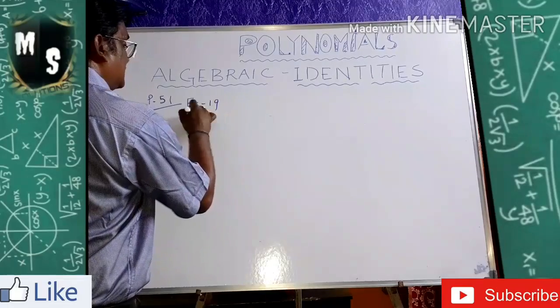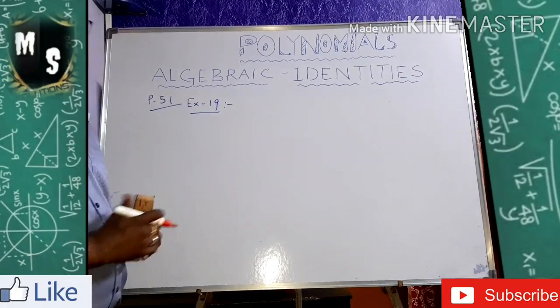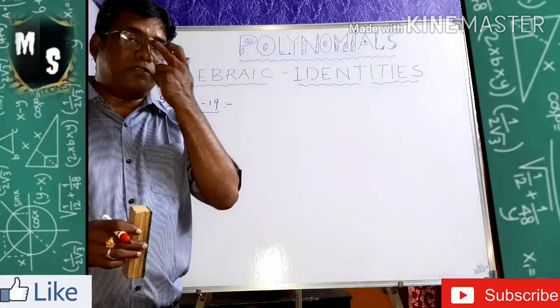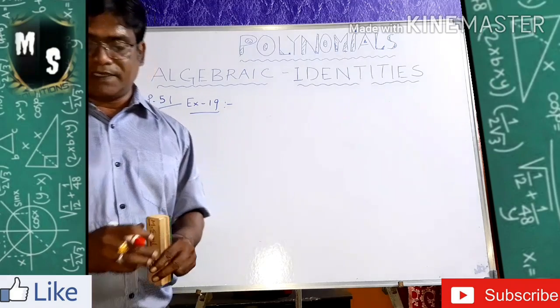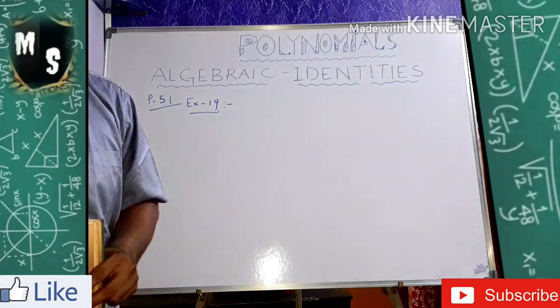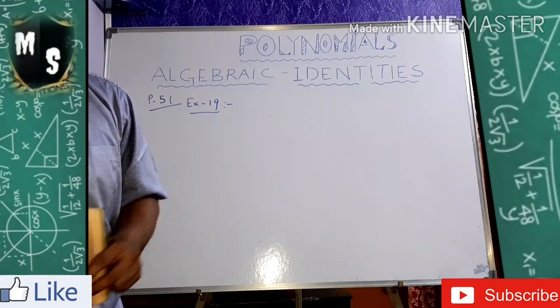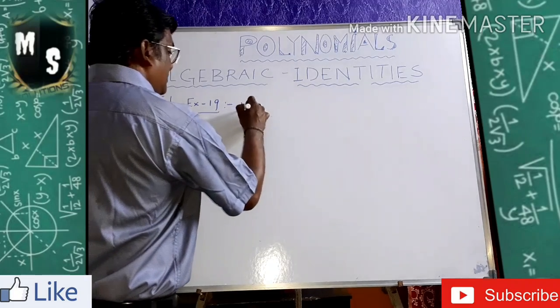I am not doing the exercise sums for you. Please do your exercise sums on your own. And if any doubts are there, contact me on my personal number. Now it is: expand 2a plus 3b plus 5 whole square. It is written here, expand.